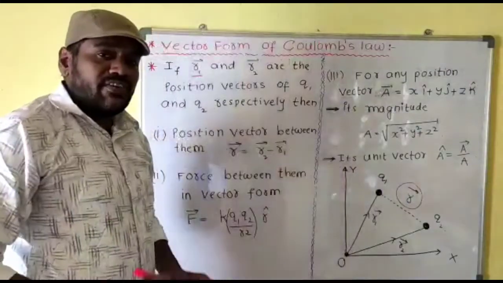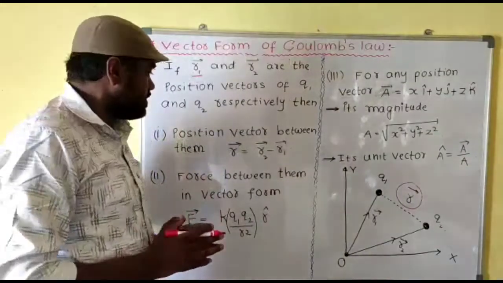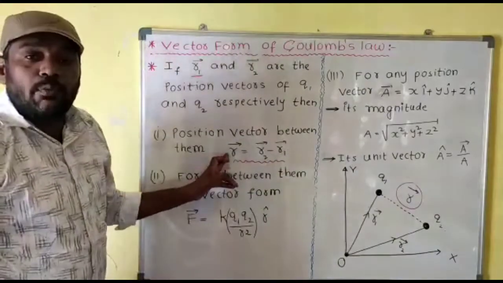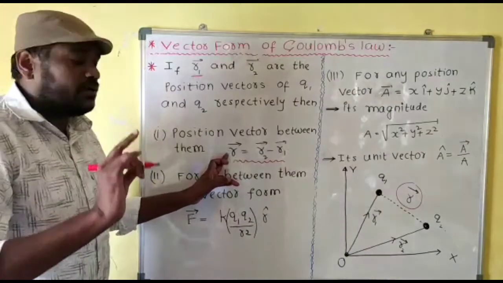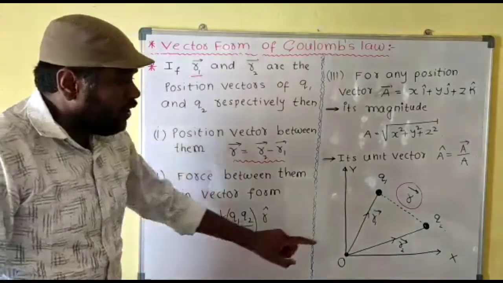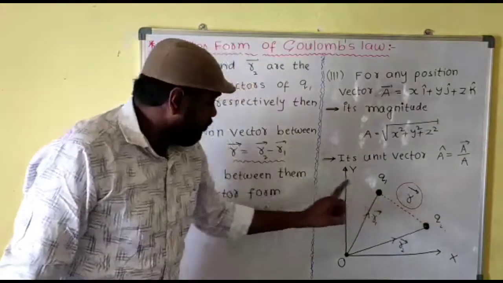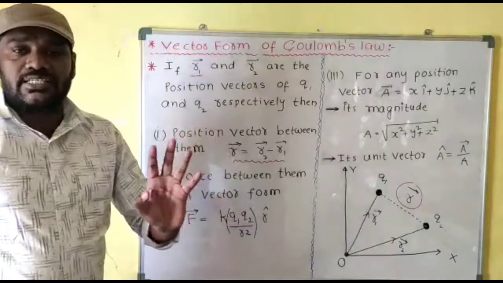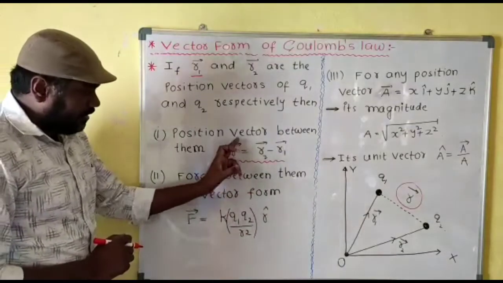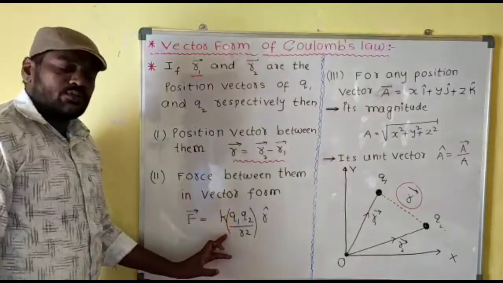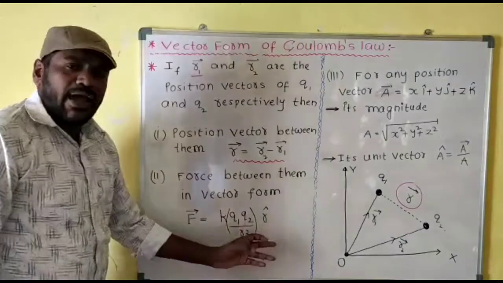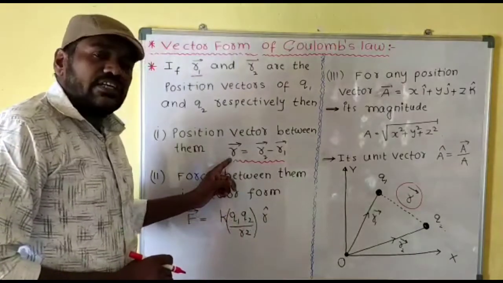So r bar. In the first year vectors we have discussed that the position vector is given by r bar is equal to r2 bar minus r1 bar. A very, very careful, very important point: r bar is equal to r2 bar minus r1 bar. To calculate the distance between them, we need this position vector between the two given charges compulsorily. Then the force between them in vector form: after calculating this r bar, just substitute the values. F bar is equal to k q1 q2 by r square into r cap. As usual, r cap is the unit vector of this position vector.